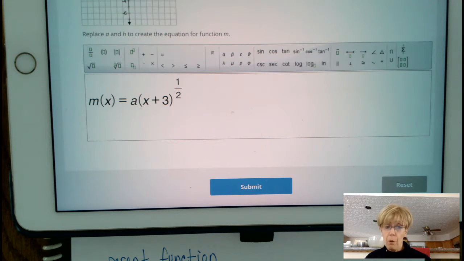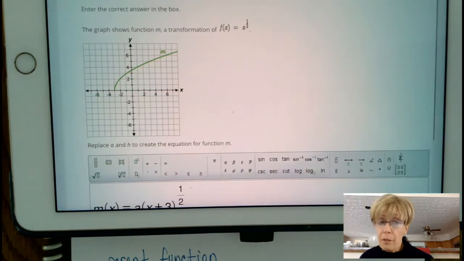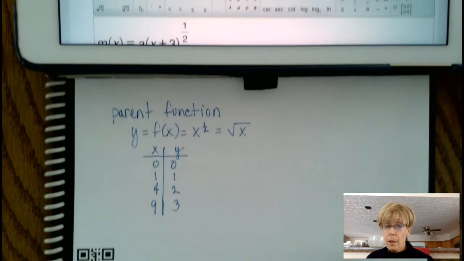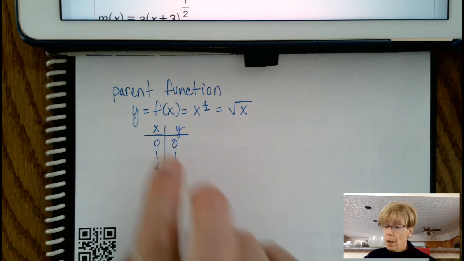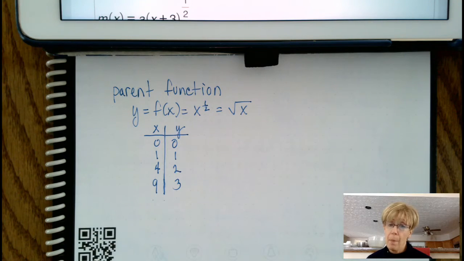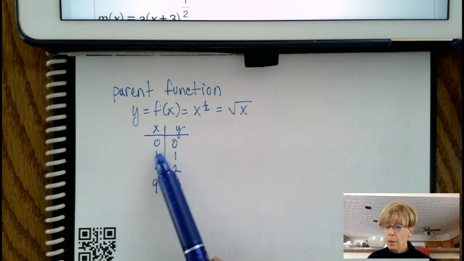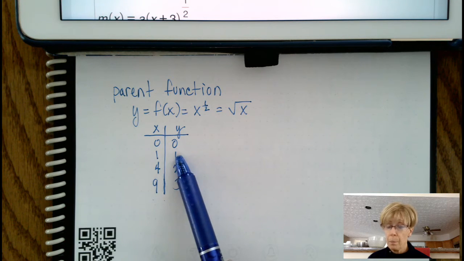But I'm going to pull my iPad away, or at least scoot it up for a minute so you can see something that I know about the square root function. If we were in the classroom, we'd talk about what the points are on the parent. And the points on the parent function of f of x equals x to the 1/2, by the way, f of x is the same thing as y, and x to the 1/2 is the same thing as the square root of x. Well, if we take the square root of 0, we get 0. If we take the square root of 1, we get 1. If we take the square root of 4, we get 2. And we take the square root of 9, we get 3.